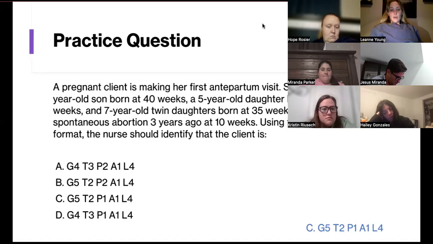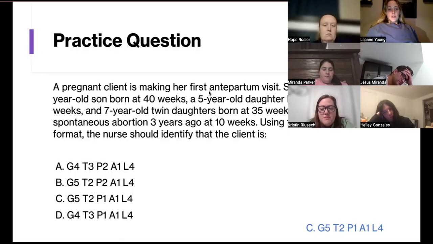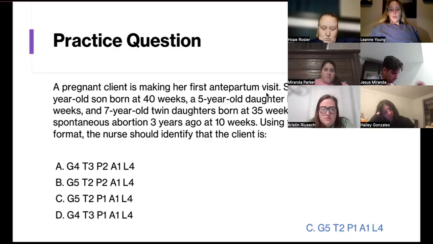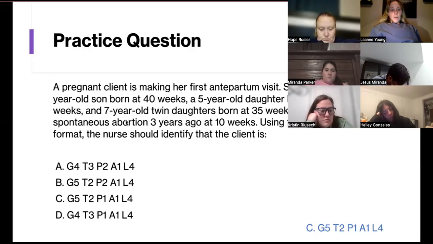So we've had a total of 5 pregnancies because she's pregnant now. She has that 2-year-old son born at 40 weeks, which is her second. She has a 5-year-old daughter born at 38 weeks, which is her third. Her twins that were born at 35 weeks, which is her fourth pregnancy, and then her abortion, which would have been her fifth. Term would be 2 because of that son that was born at 40 weeks and the daughter born at 38 weeks. Preterm would be 1 because of the twin daughters that were born at 35 weeks. And then abortion is 1.